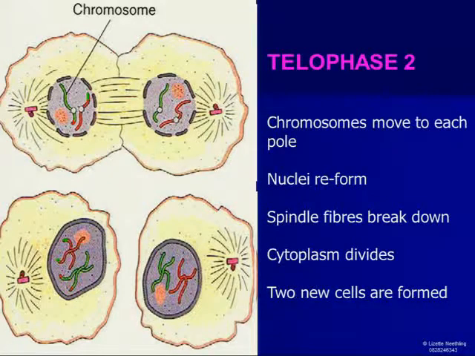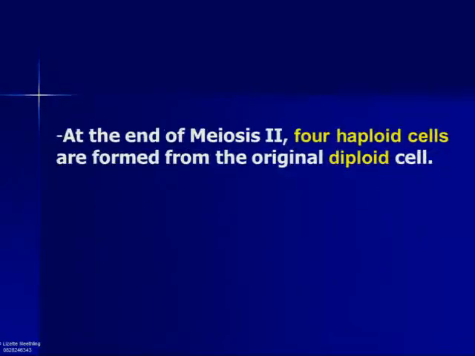I'm talking of 2 because I'm only working with the 1 cell from meiosis 1. So at the end of meiosis 2, you will have 4 haploid cells, and they come from the original diploid cell.